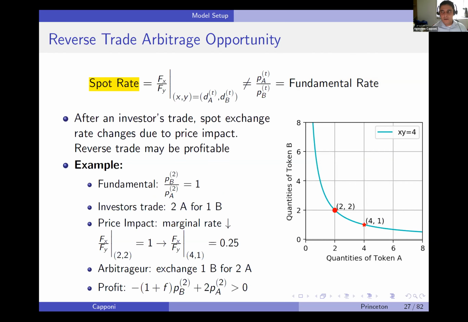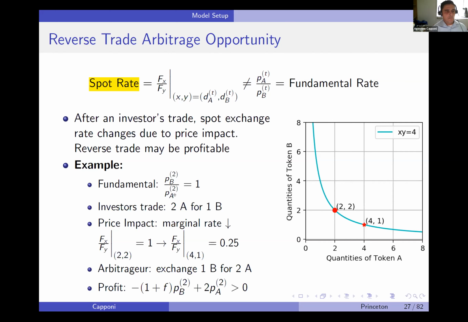So there is another type of arbitrage that can occur, which I'm calling the reverse trade arbitrage. This reverse trade arbitrage is the opposite. Now, instead of the exchange rate outside of the pool changing, it is the spot rate within the automated market maker that changes. So this means that somebody has traded.